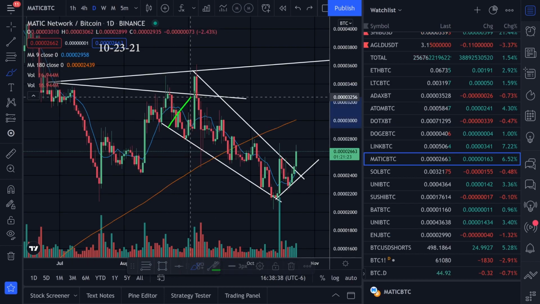In my next video, we'll talk about something similar. This is the Matic to Bitcoin chart, and it looks like we're getting a little breakout right here. So make sure to click this video right here, and we're going to go see what's going on with the Matic chart.